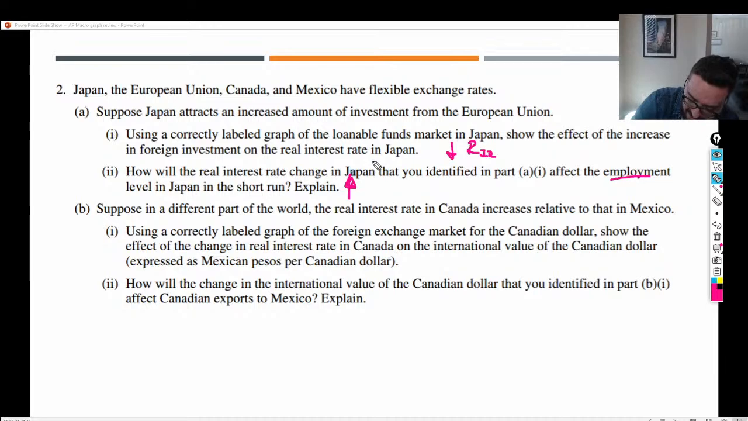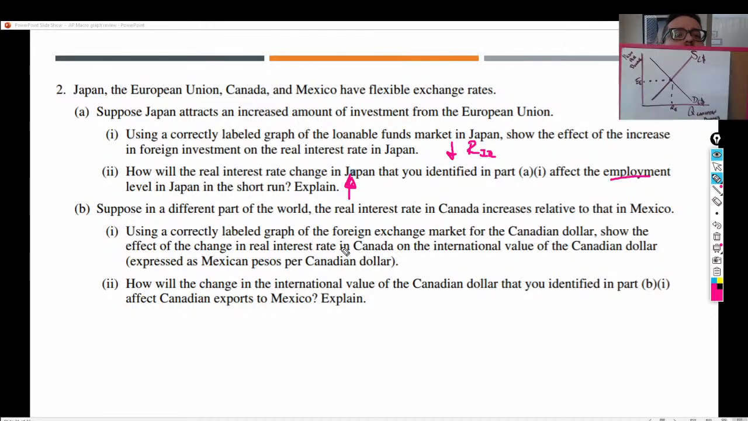Quantity of Canadian dollars. And my y-axis even tells me the value of the dollar is expressed as Mexican pesos per Canadian dollar. So I could get away with just writing pesos per dollar. They would be chill about that. You could also write Mexican pesos per Canadian dollars if you really wanted to. Those aren't that long of words. Stop complaining about how they make you write so much. It's like you don't write a DBQ, you can stop complaining.